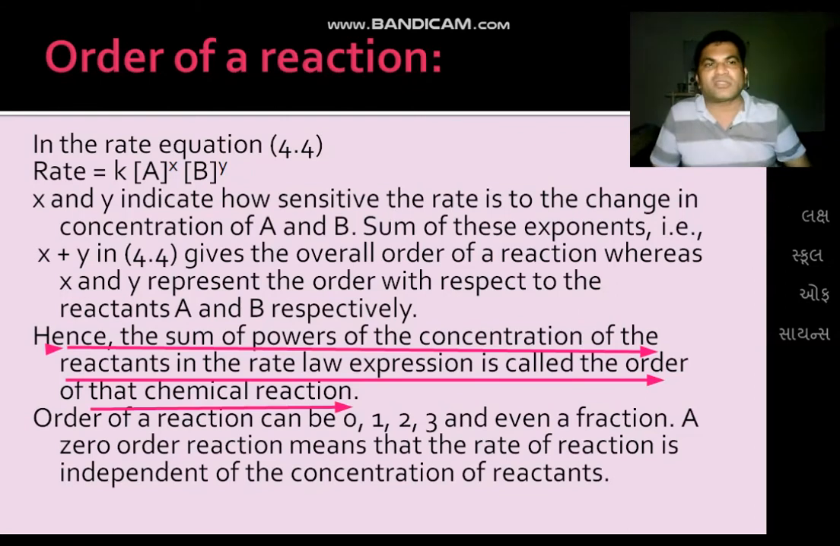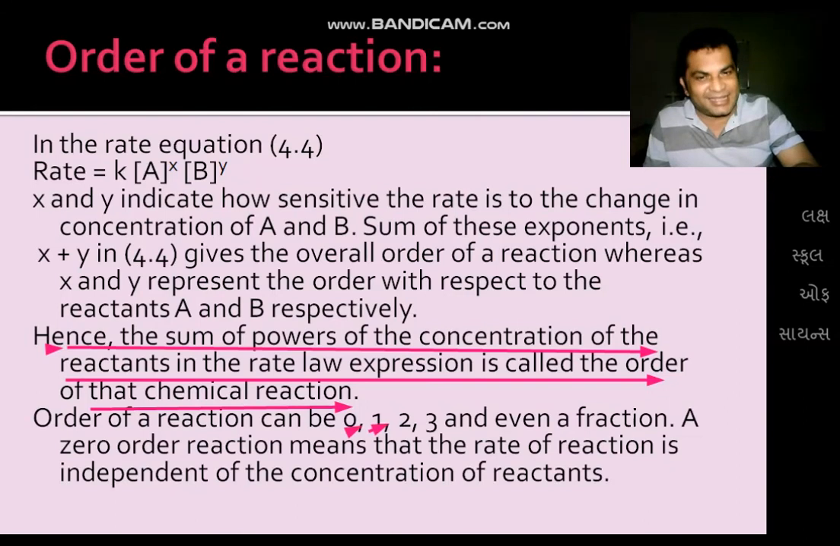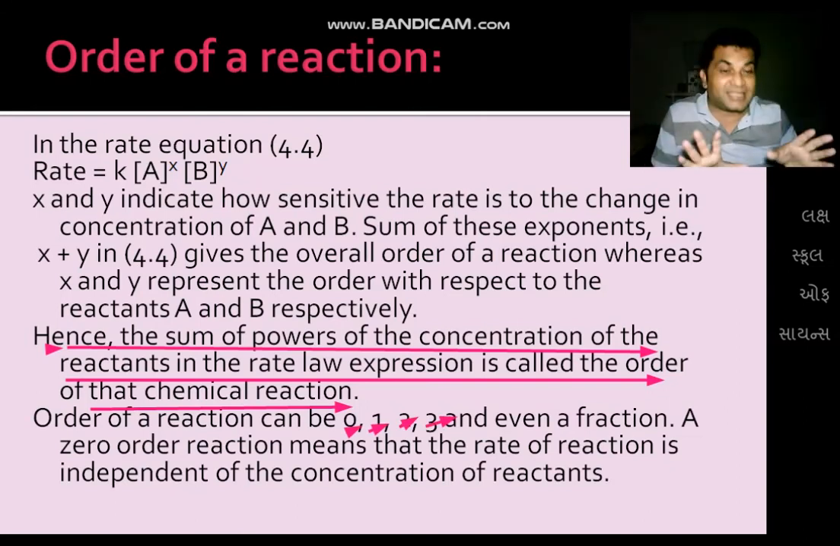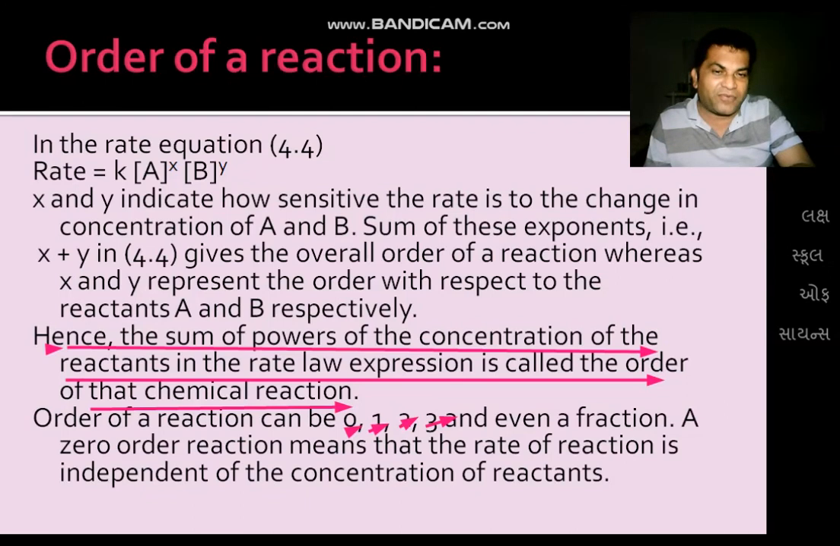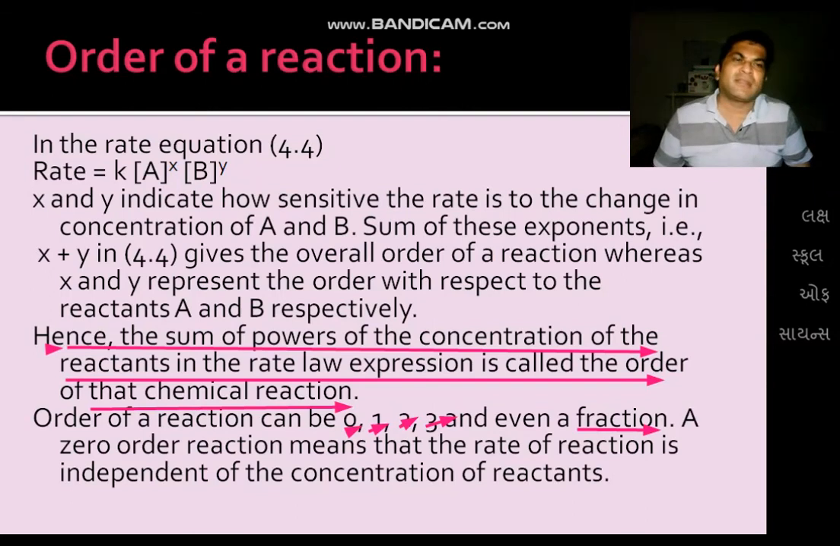So what is the order? It is the addition of the powers, so earlier I wrote n equals x plus y, the addition of the two. The order of the reaction can be zero, it can be 1, 2 or 3, and it can also be a fraction, half, 0.5, or even negative. So a zero order reaction means that the rate of reaction is independent of the concentration of reactants. Zero means it has no relation with them at all. That is a simple thing.